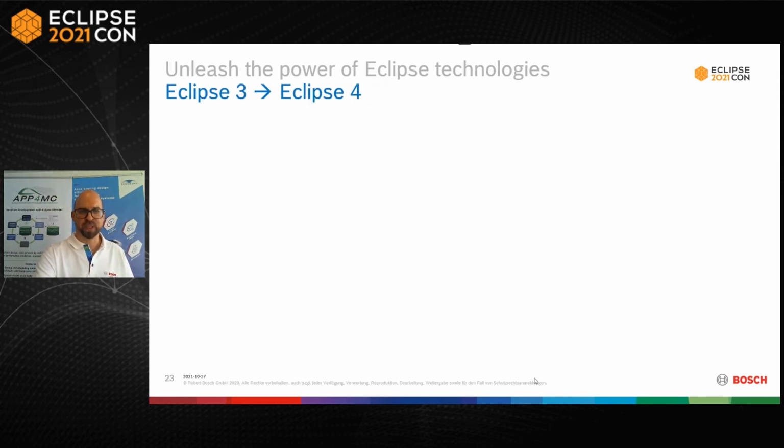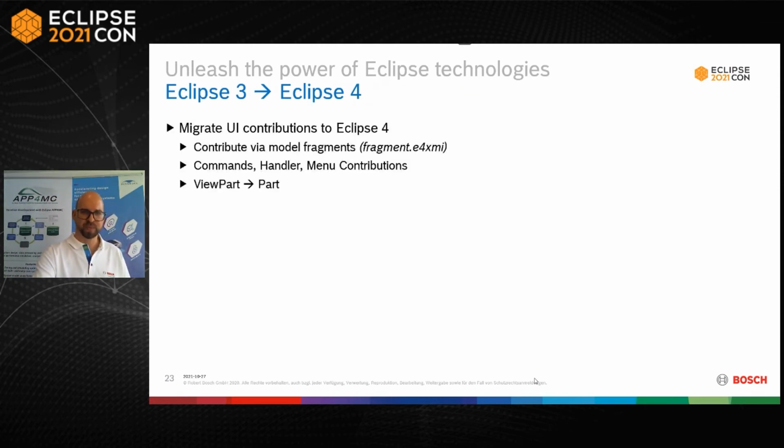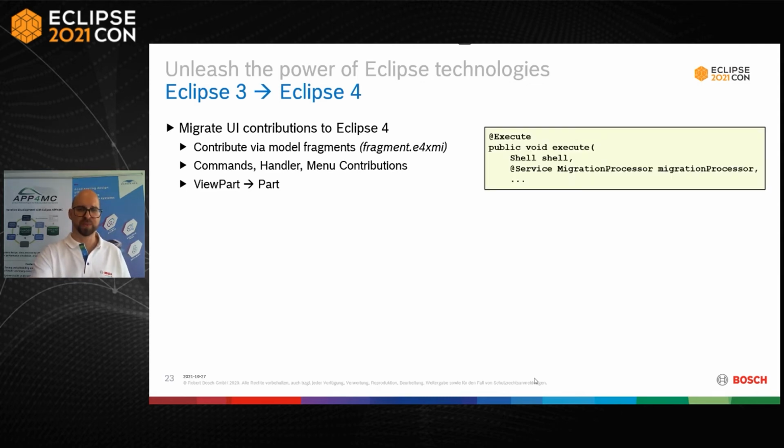Then we have the Eclipse 3 to Eclipse 4 migration. What we did is we migrated the UI contributions from an Eclipse 3-based mechanism to Eclipse 4. So we contribute the model fragments via a fragment.e4xmi file. This includes commands, handlers, and menu contributions. And we migrated the view parts to be parts.